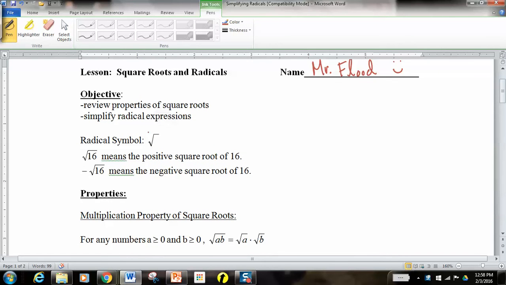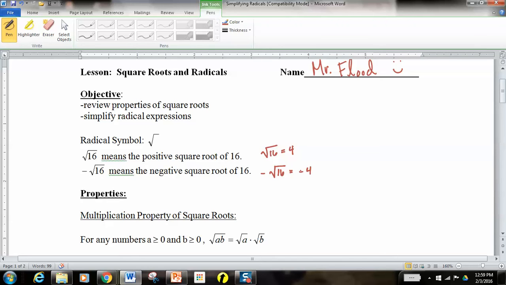It's taking the square root of a number. So when we say the square root of 16, what we really mean by that is the positive square root of 16. So you know that the square root of 16 equals 4. If you were to see a negative in front, it means the negative square root of 16. So that would be negative 4. So you need a negative in front to specify whether we're talking about the positive square root or the negative square root.